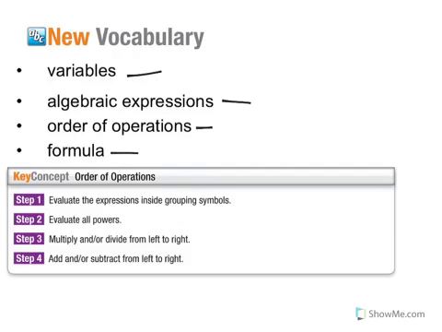Okay, so a key concept, order of operations. Step 1, evaluate the expressions inside grouping symbols. Step 2, evaluate all powers. Step 3, multiply or divide from left to right. That is very important, left to right. It's like you read, you go from left to right, okay? Step 4, you add or subtract.